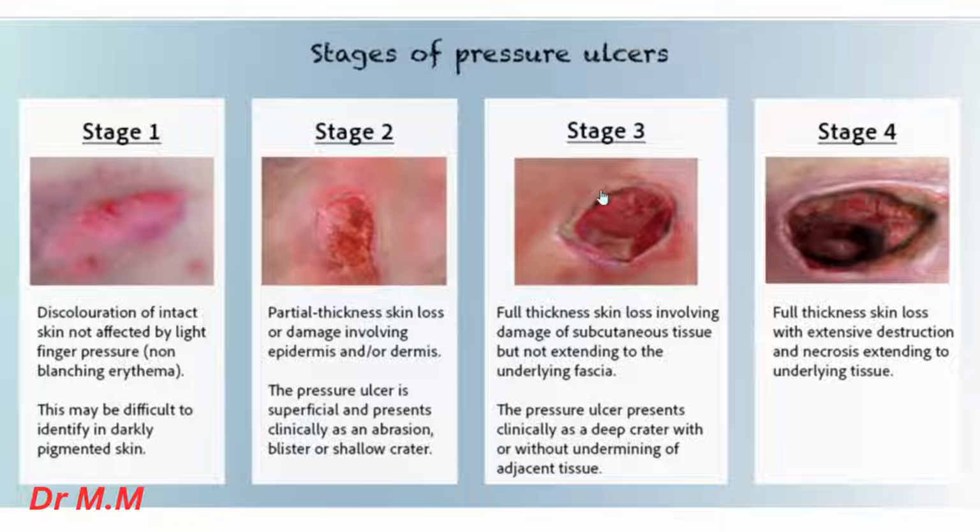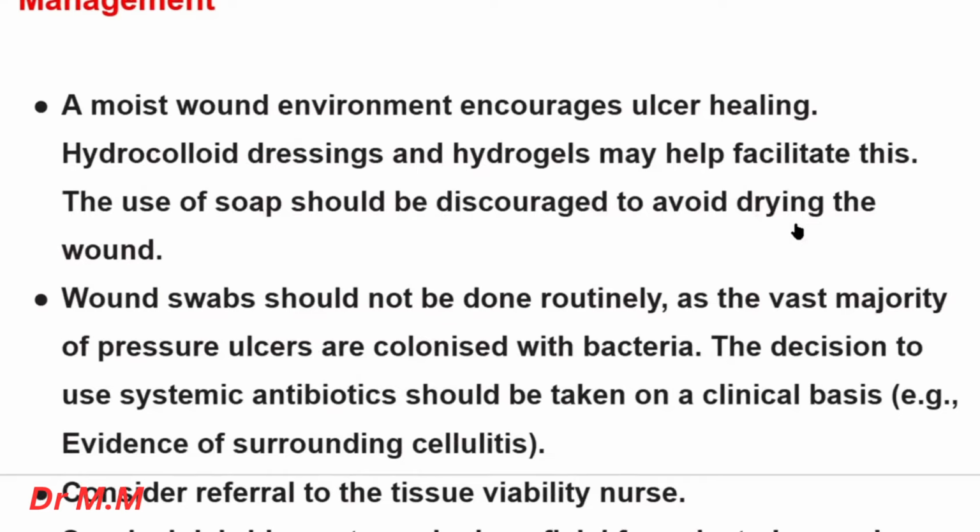In stage 3, we have full thickness skin loss involving damage to subcutaneous tissue but not extending to the underlying fascia. The pressure ulcer presents clinically as a deep crater with or without undermining of adjacent tissue. In stage 4, we have full thickness skin loss with extensive destruction and necrosis extending to underlying tissue. As we can see here, full thickness skin loss and necrosis are present.